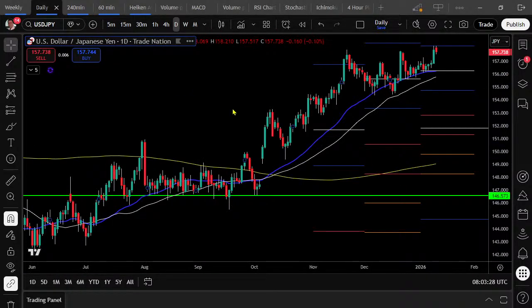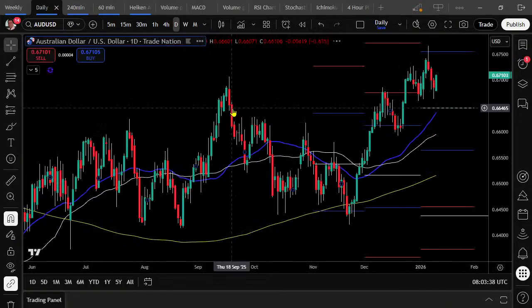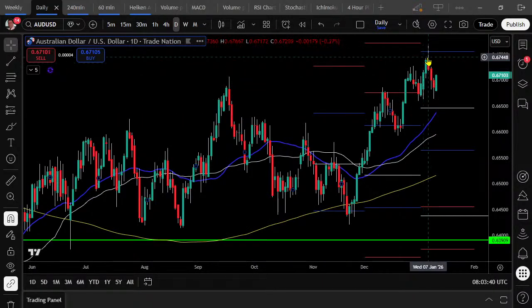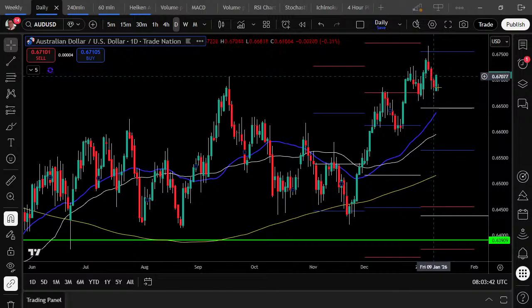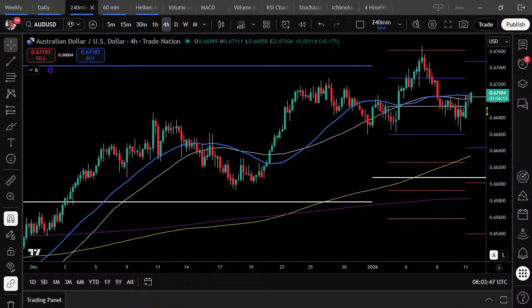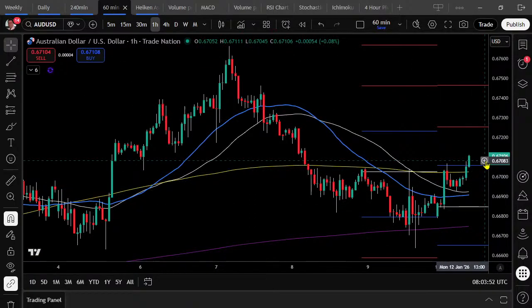The Aussie had been running up. Last week we saw it come down towards the middle of the week. It was Wednesday that it topped out. Again, it's sort of like the other currencies here. We've seen this weaker dollar, and we're seeing these sort of higher lows coming through at this stage.